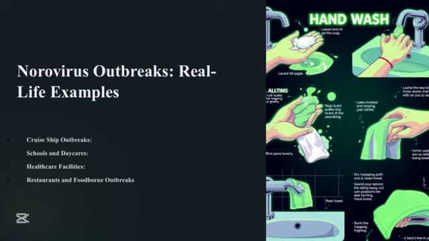Healthcare facilities. A hospital in the UK experienced a norovirus outbreak in 2018, leading to the closure of several wards to control the spread. Vulnerable patients like the elderly and those with weakened immune systems were most affected. Restaurants and foodborne outbreaks. In 2015, norovirus was linked to a foodborne outbreak at a restaurant in the USA, sickening dozens of customers. The virus spread through contaminated food prepared by an infected worker.